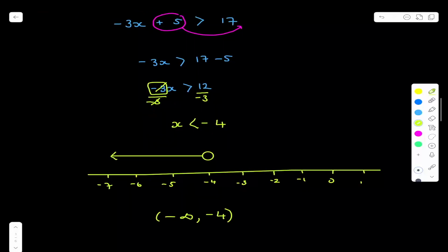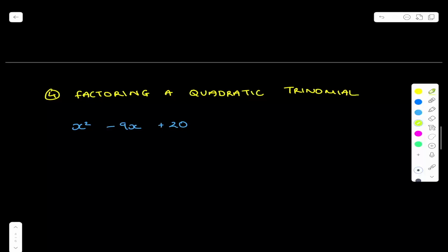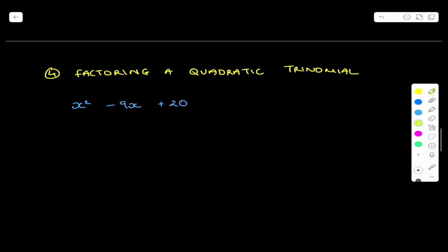Hopefully that made sense. Okay, factorizing a quadratic trinomial. So this is pretty fun. Do you want to have a quick go at doing this and then type in your answers for question 4 in the chat box? And we will go through this in a second. Okay, welcome back. Let's go through this.